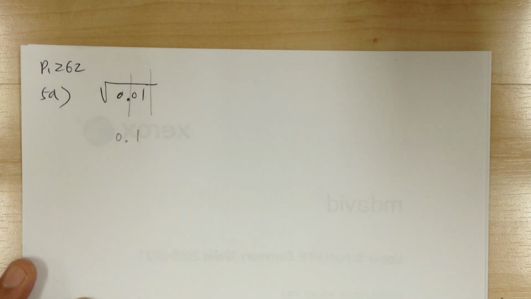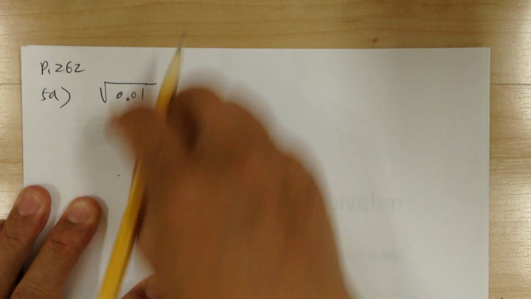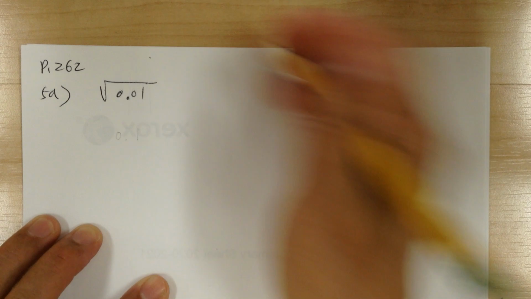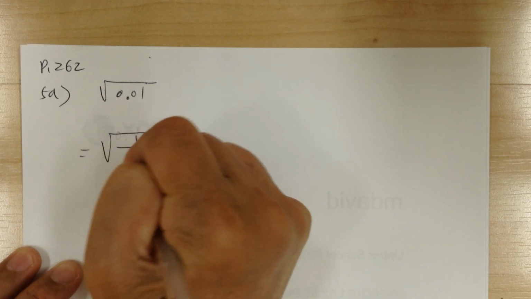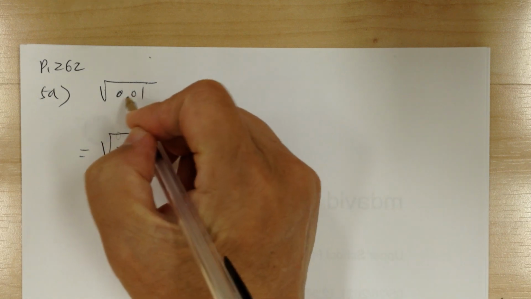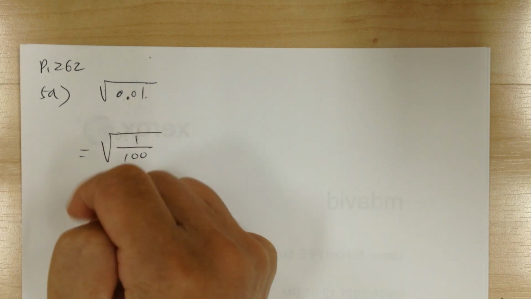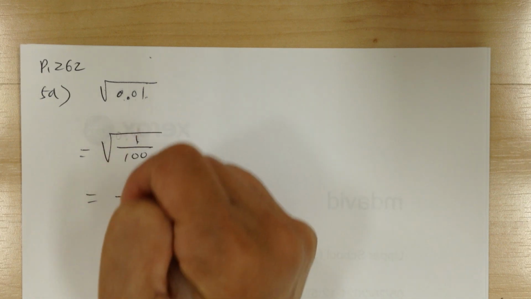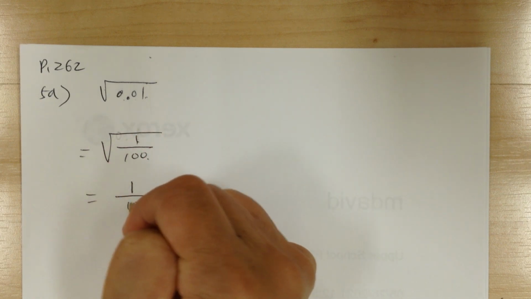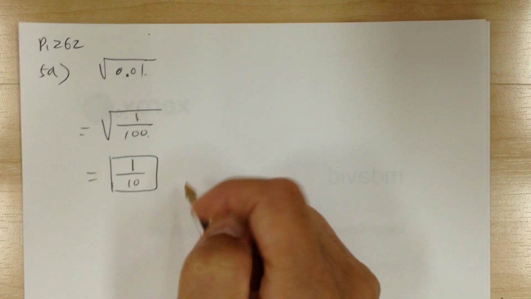Another way to do this is by making it into a fraction. So this is equal to the square root of 1 over 100, because 0.01 is 1 over 100. Then you take the square root of the top and the bottom separately. The square root of 1 is 1, and the square root of 100 is 10. And that's your answer.